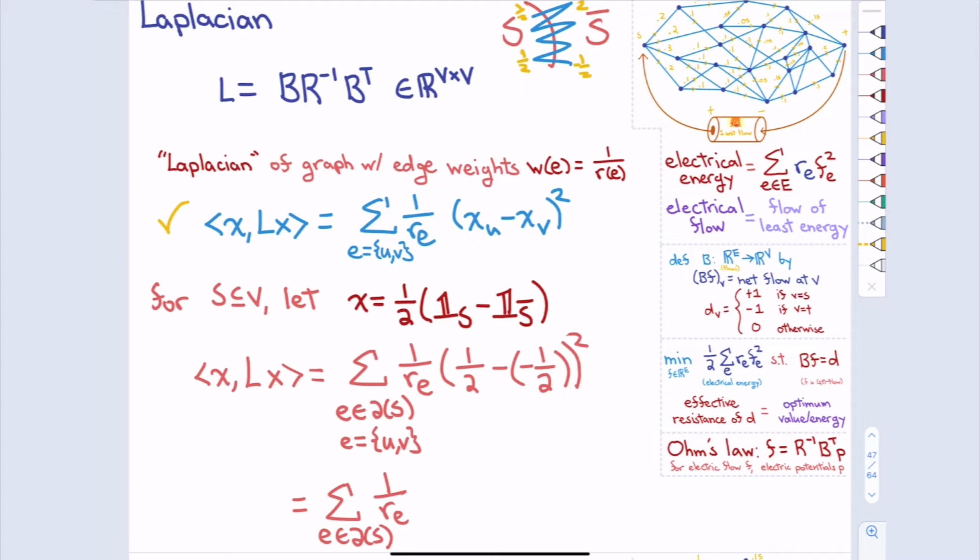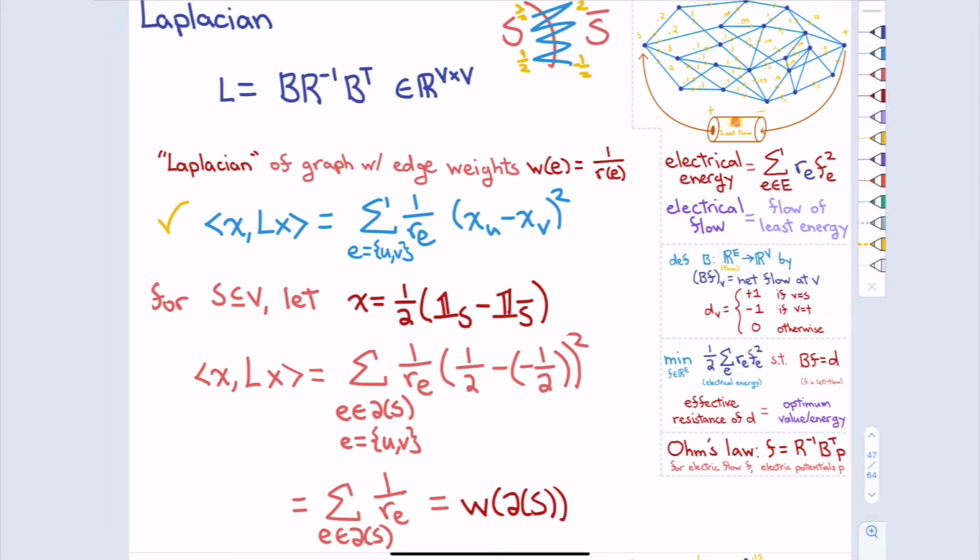Okay, so then basically you get 1 point for every edge in a cut, 0 points for everything else because the endpoints are the same. Okay. And that's the weight of the cut if the weights were the inverse of the resistances.